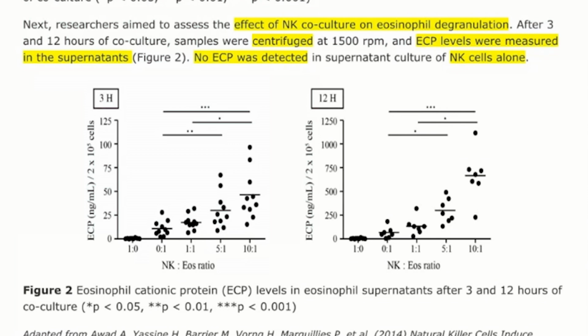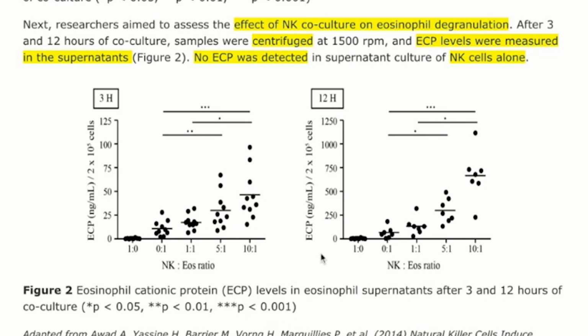And then I scroll down to figure 2, and I see the same thing, my ratios on the x-axis, my 3-hour and my 12-hour, but on the y-axis, instead of the percent of CD69, I'm seeing the ECP concentration in these amounts. So I see how much ECP, what is the ECP level in my supernatants for these, and I again see my lovely asterisks and bars showing me where my statistical significance is.